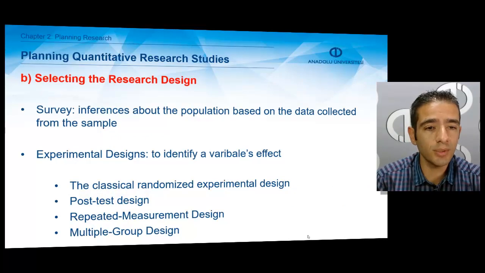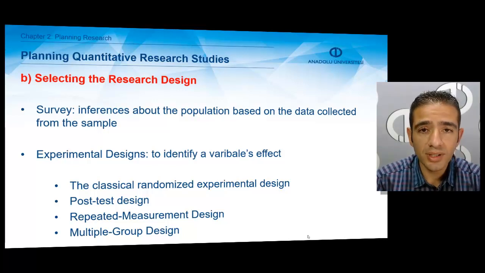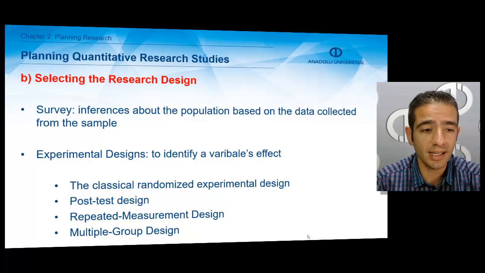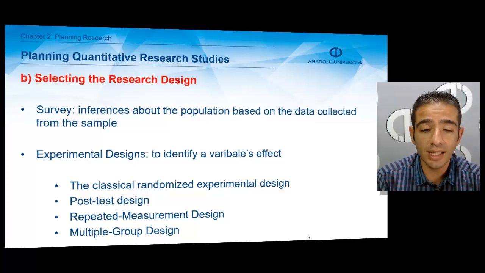After the identification of a research problem, then you have to select your research design. In fact, the research design is used as an umbrella term on how you are going to conduct your research. That can be a survey design. For example, in a survey design, you make inferences about the population based on the data collected from the sample. Or that can be an experimental design. You can test or identify a variable's effect.